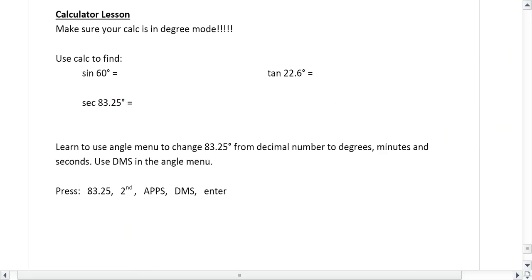This next part is a calculator lesson. When you're working with degrees and you're doing these, please press the mode key on your calculator and make sure it is in degree mode and not in radians. We'll study radians in a little bit here, but for our calculations today, we want to find the sine of 60 degrees. So you just punch the sine button and hit 60, and we round off just like we did with logarithms, 4 decimal places.